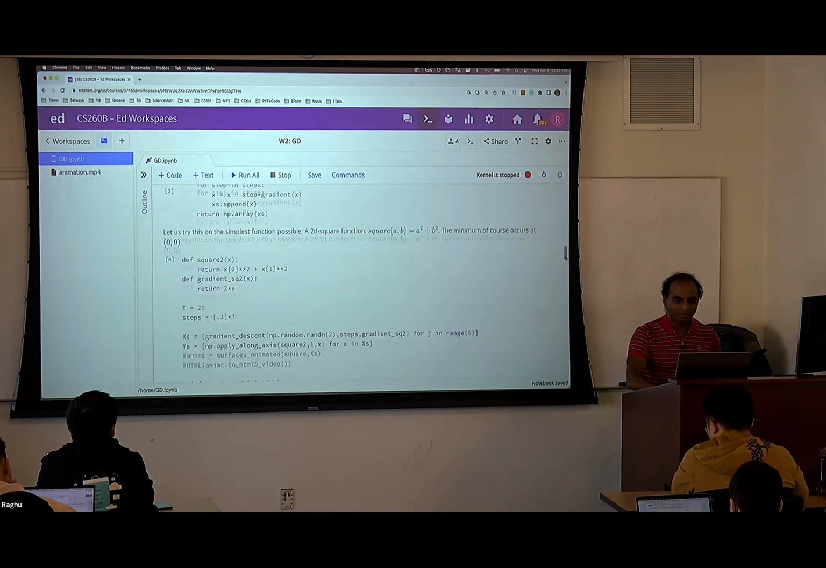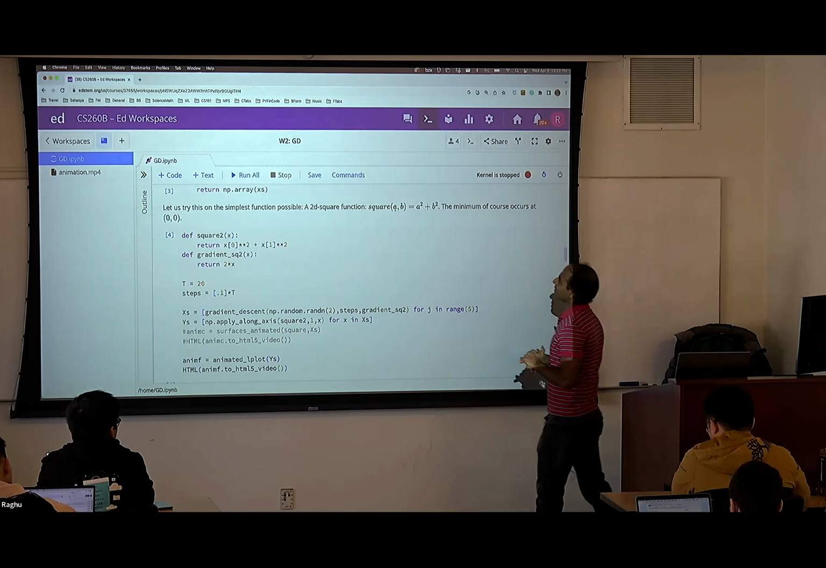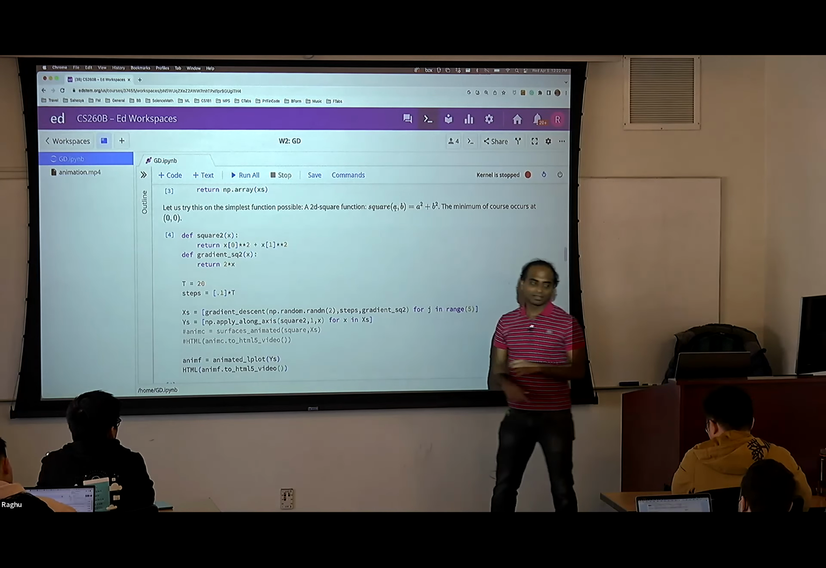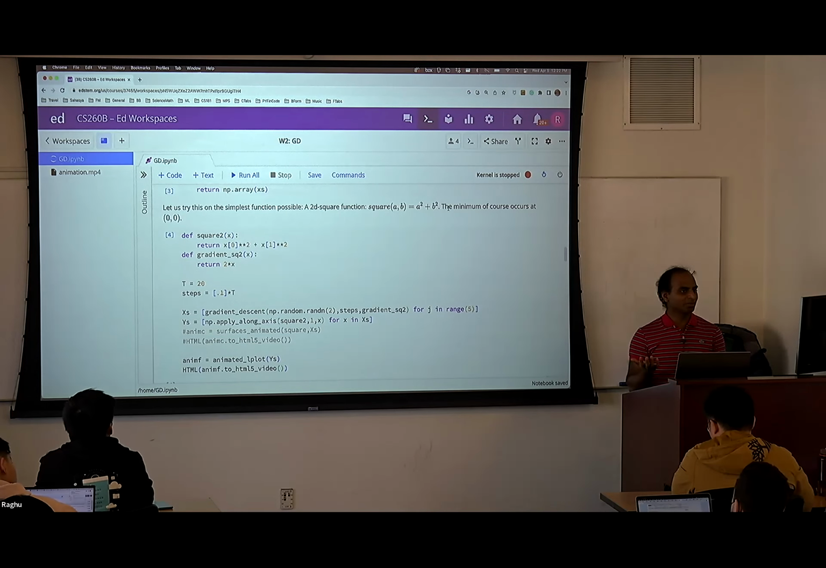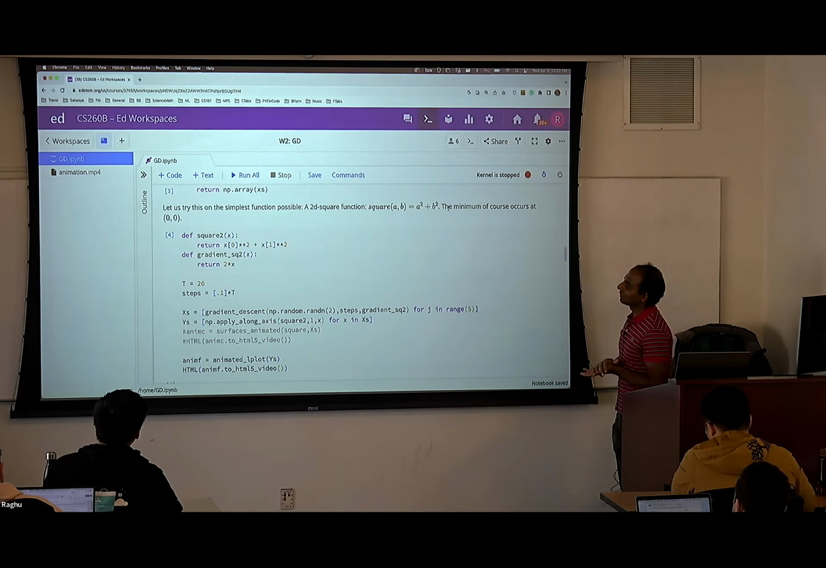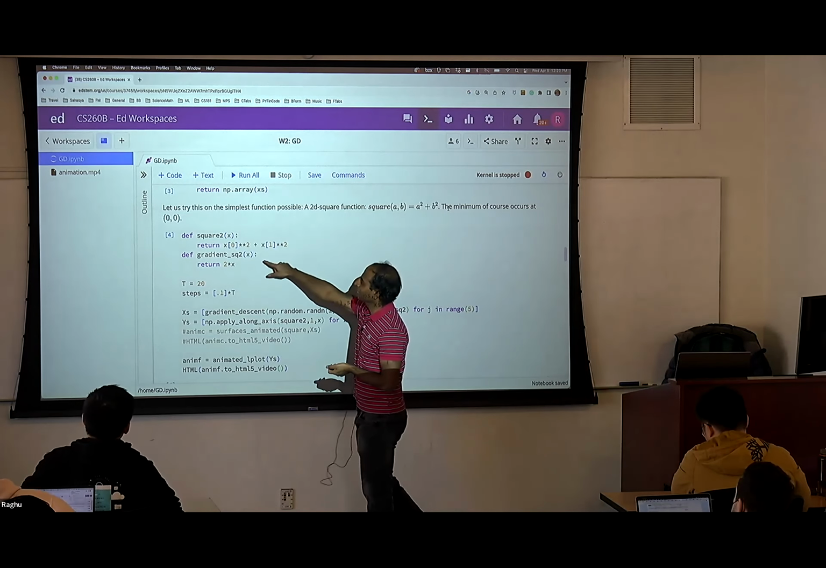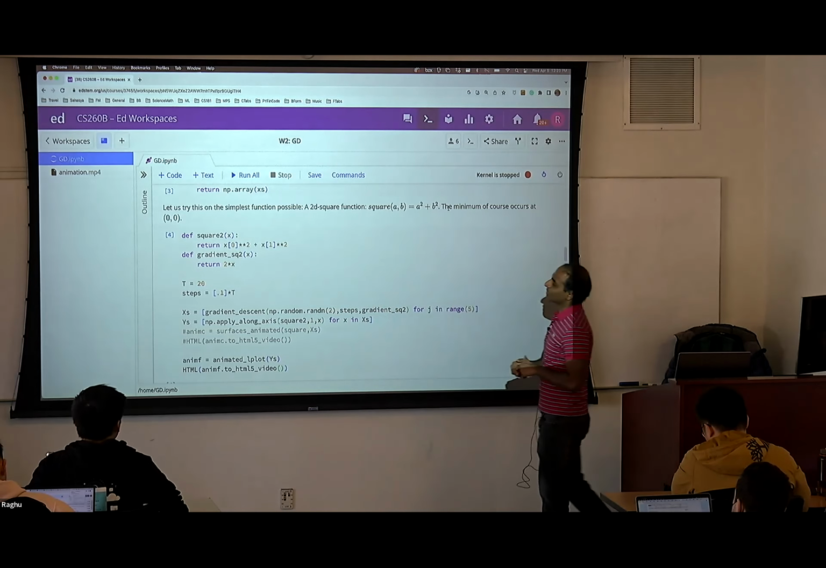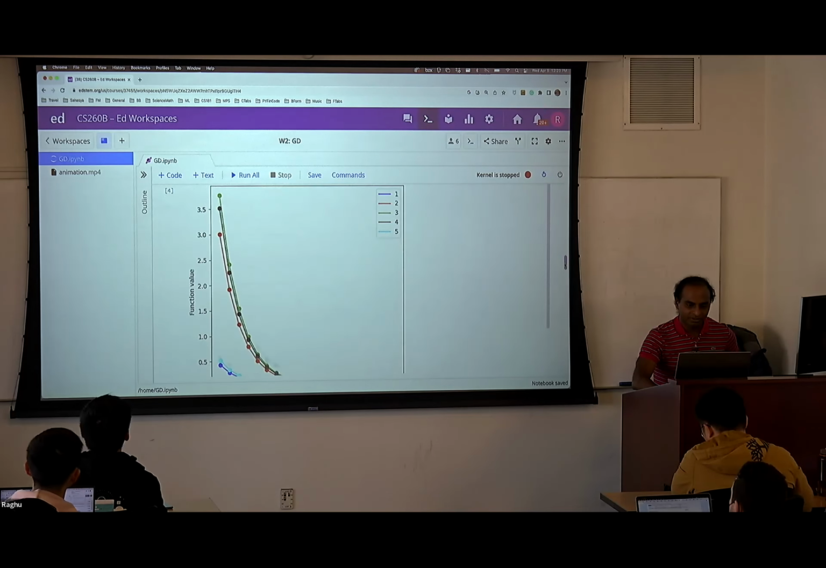Let's see what happens if I run it on a very simple function. The function I'm trying to minimize has two parameters, a comma b, and it's just a squared plus b squared. Where is the minimum? The minimum is 0, 0. The function is always non-negative, and the least possible value is 0, which occurs only at 0, 0. So the gradient is just 2 times a comma b, and let's just run gradient descent on it. And this is what you get.